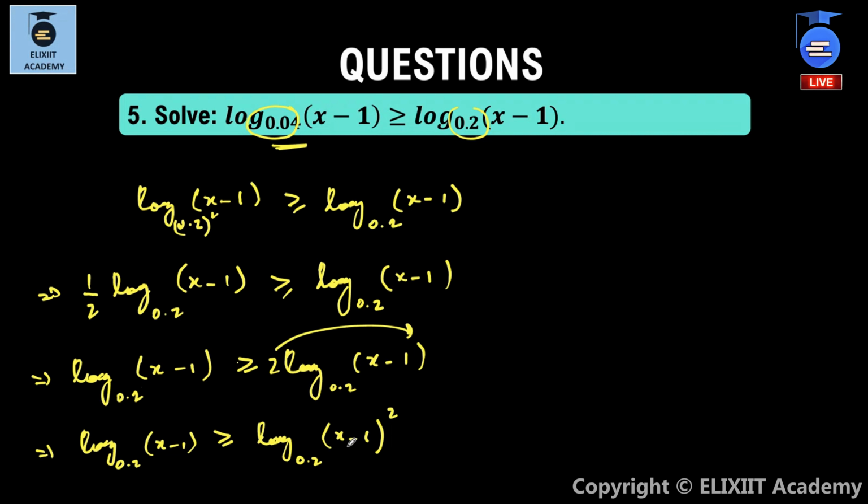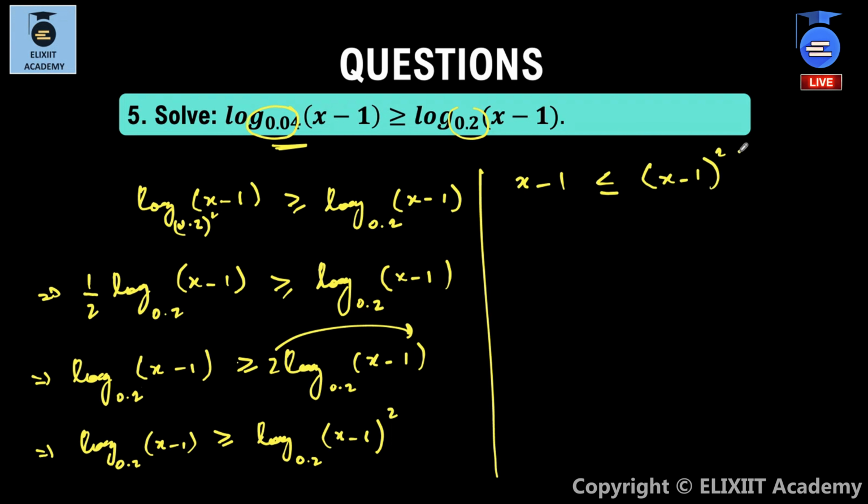Okay. Now you can cancel out the log from both sides, keeping in mind the base being 0.2, which is lying between 0 to 1. Base lies between 0 and 1, which means orientation will change. If you remove the log, definitely you can remove the log, but this will become x minus 1 less than or equals to x minus 1 whole square.